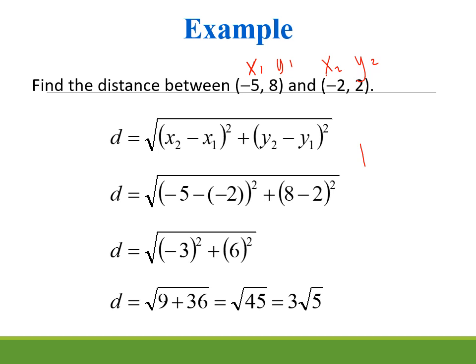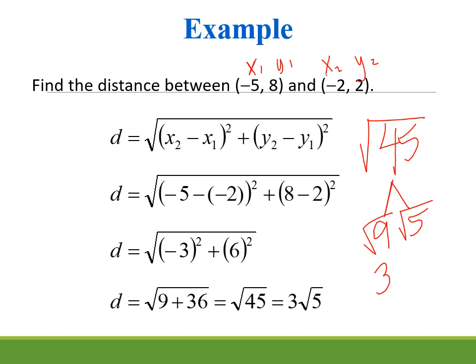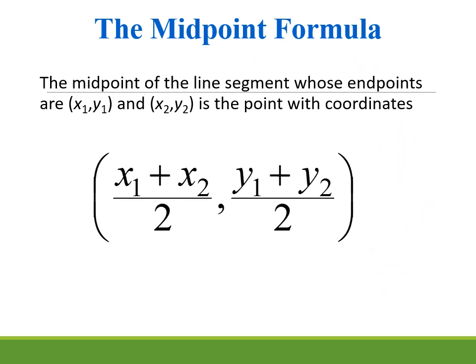The reason why is because the square root of 45 is made up of 9 times 5. 9 is a perfect square, so I can take the square root of 9, and that gives me 3, and 5 can stay inside. It's kind of tough right there. So that leaves me with 3 square root of 5.